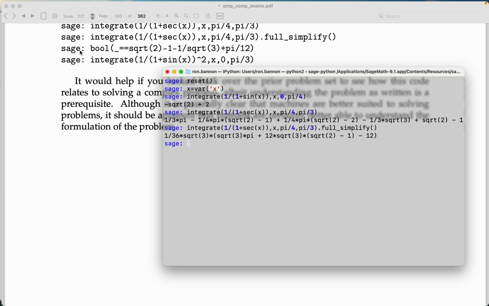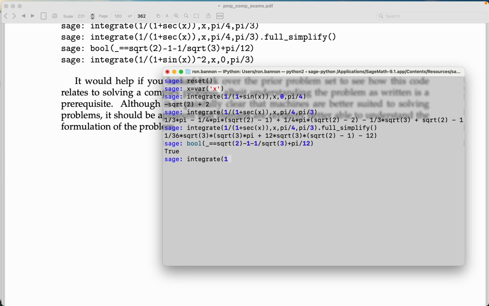And what I want to do is Boolean, B-O-O-L. And I want to see if the prior statement, the output, is the same thing as the square root of 2. Let me write that down. SQRT of 2. We'll go back over there to show you where this is coming from. Minus 1 divided by square root, SQRT of 3, plus pi divided by 12. Let's hope I type in things correct, right? True.